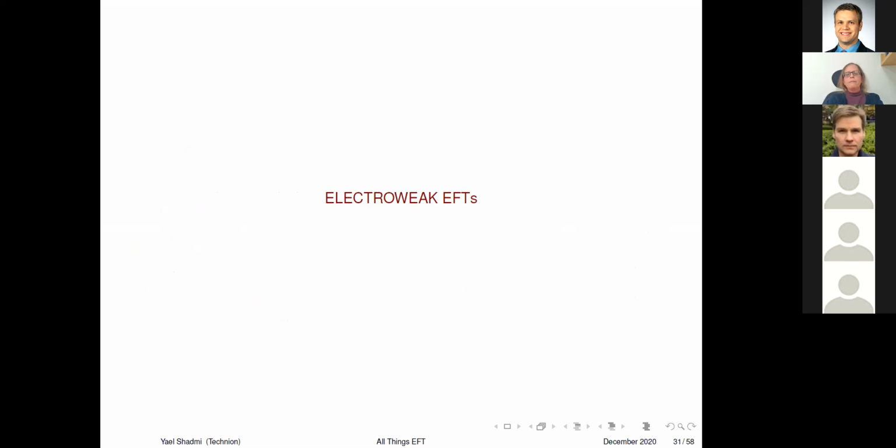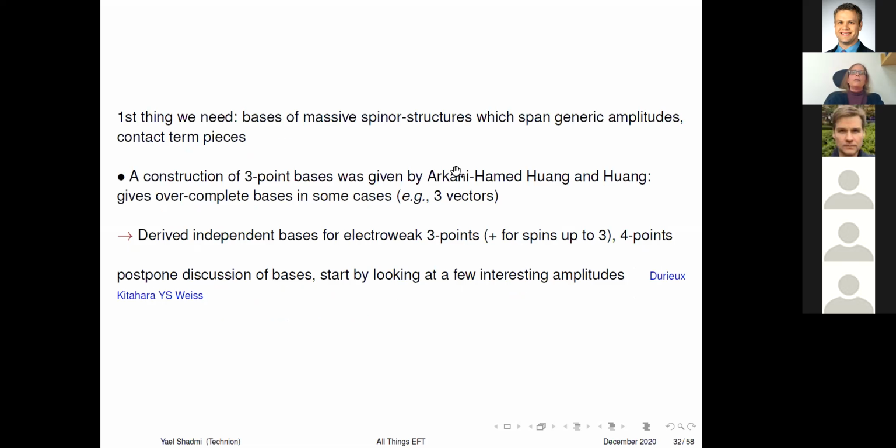Okay, so these were some examples, and let's now turn to Electroweak EFTs. So the first thing we need, as we said, is we need bases of massive spinor structures which span either the generic amplitudes or just the contact term pieces. Now, for 3-point amplitudes, this paper by Kanihamed, Wang, and Huang gave a construction of all the massive 3 points, but this gives bases that are generically overcomplete. So one thing that we did was to derive independent bases for the Electroweak 3 points, and beyond that for spins up to 3, and also for 4 points. So I'm going to come back to discuss the bases towards the end of the talk. But before we do that, let's start by looking at a few interesting amplitudes of these electroweak particles.